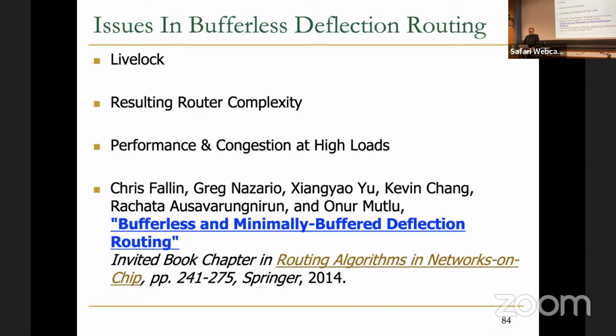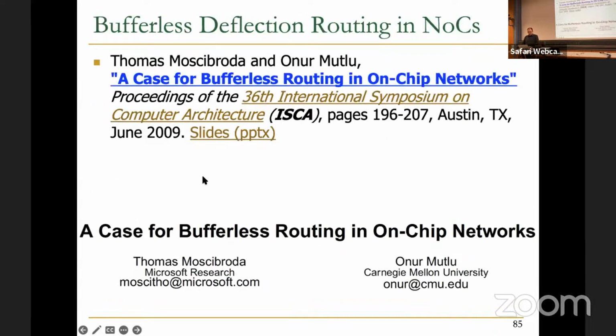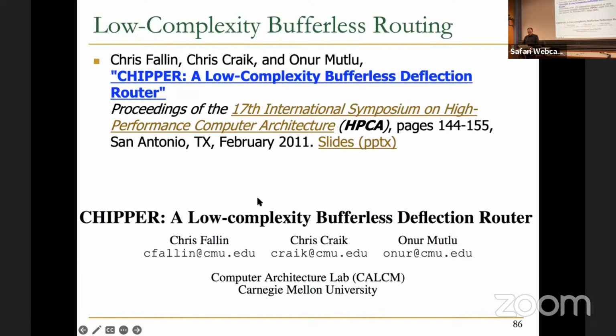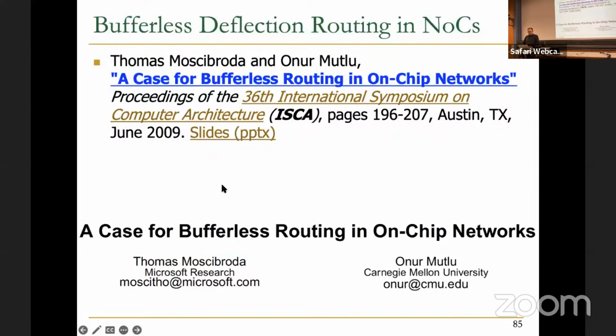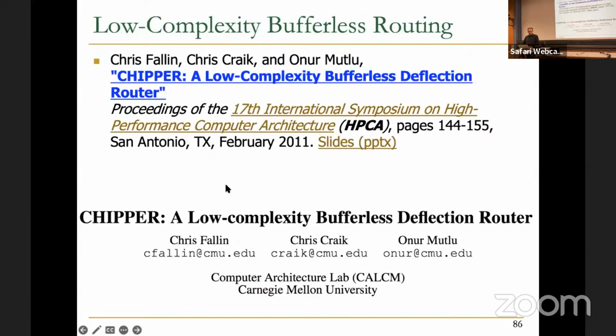And you also have some router complexity because of handling these issues and performance and congestion at high loads, essentially. So once your network is congested, you need to deflect a lot of requests, and that can cause issues. You can check the paper for more detail. We have actually improved this bufferless NOC in many different papers.